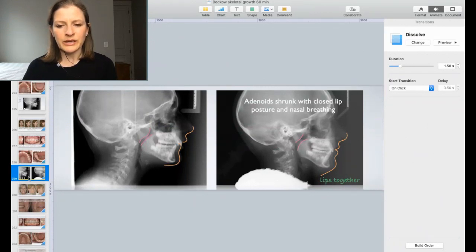we sent her to a radiology center. This was before we got our CBCT. So she's sitting upright all on her own without any prompting. But notice now that she can keep her lips together, she has converted to a nasal breather, and look at what happened to the adenoids. Unbelievable. This is something that we see on a pretty regular basis. If we think about the nose as a natural filtration system.